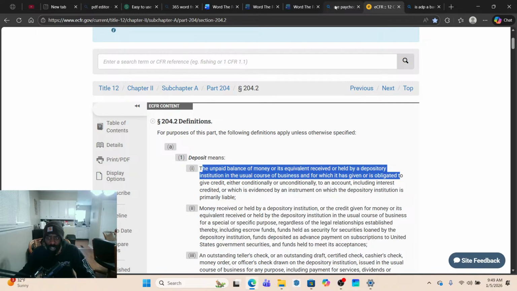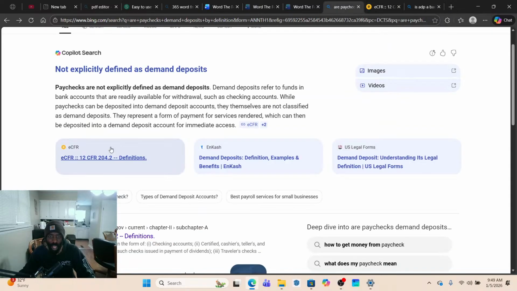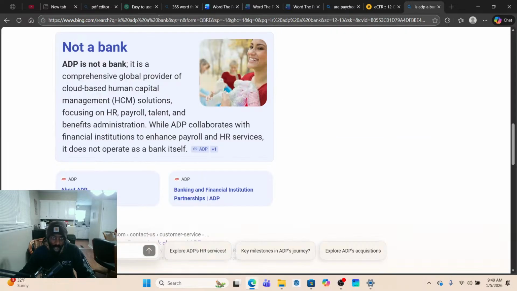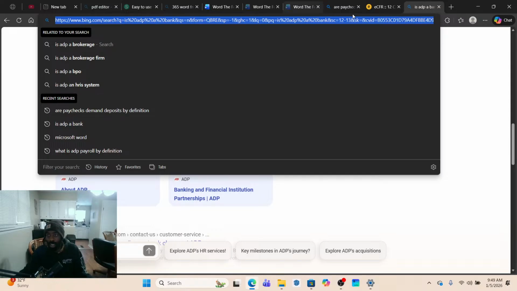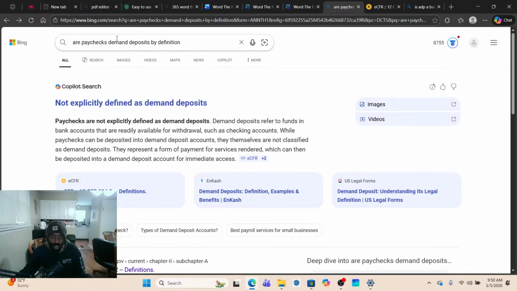So by definition, they're saying that it's not classified as a demand deposit, which would then change the game, because they're saying demand deposits may be in the form of checking accounts, certified checks, cashier's, tellers, and officers' checks. So is payroll? See, I don't know. I'm thinking, but I thought a payroll check is a certified check.